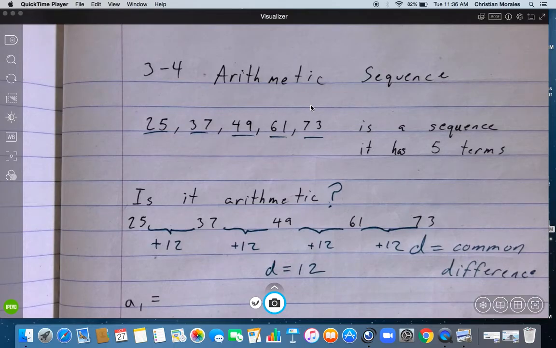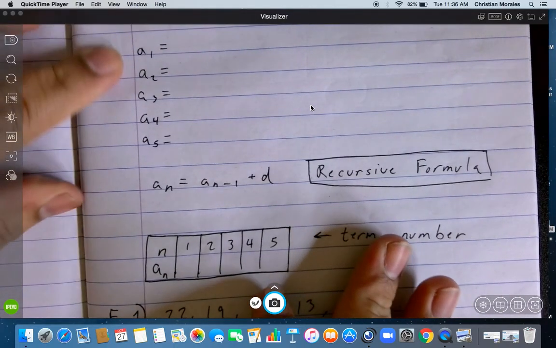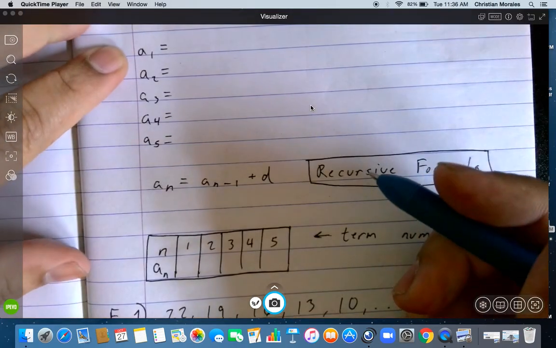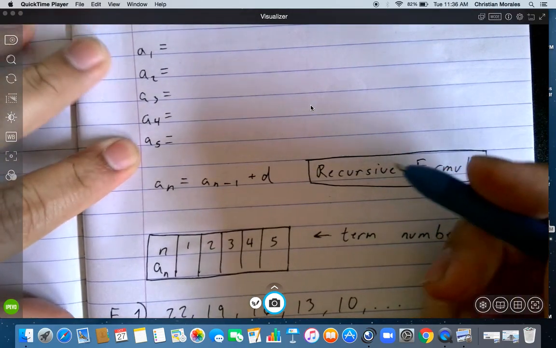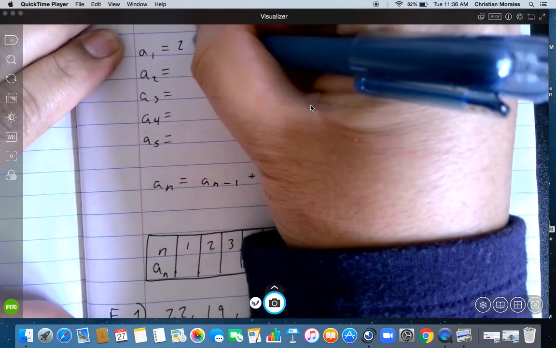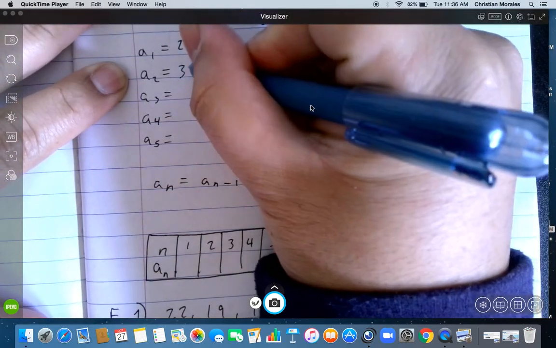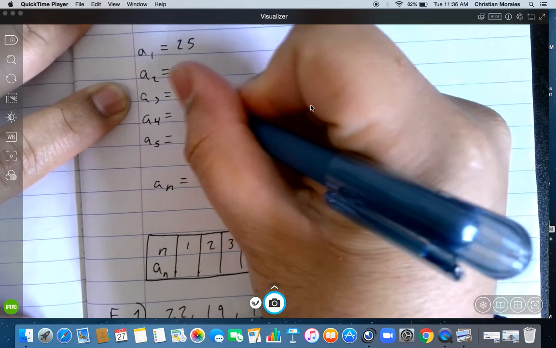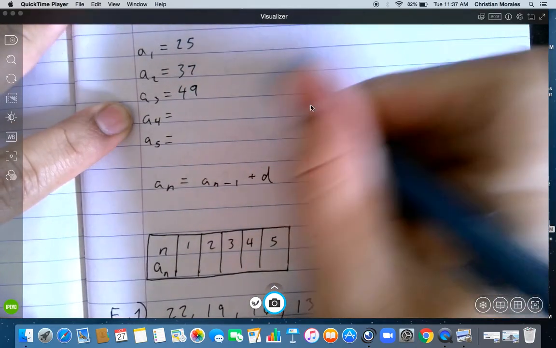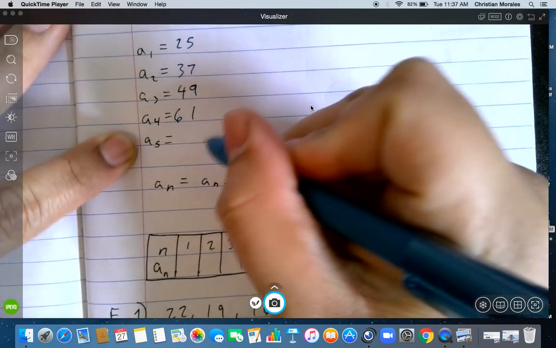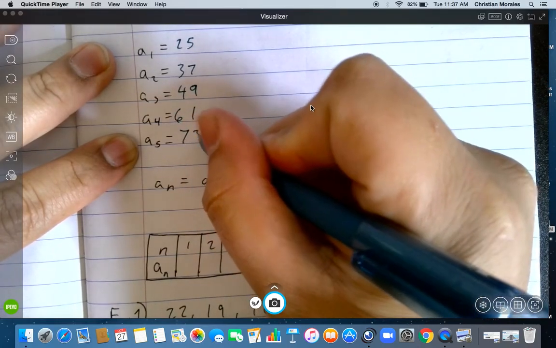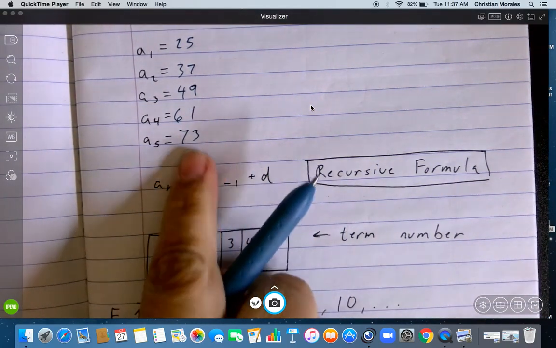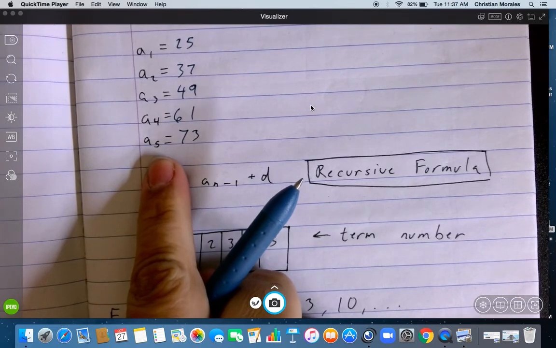Okay. Another way you'll see it identified is like this. What are the 5 terms? A1, A2, A3, A4, A5. So A1 was the first term, A2 was the second term, A3 was the third term, the fourth term was 61, and the fifth term was 73. So you'll see terms identified like that.